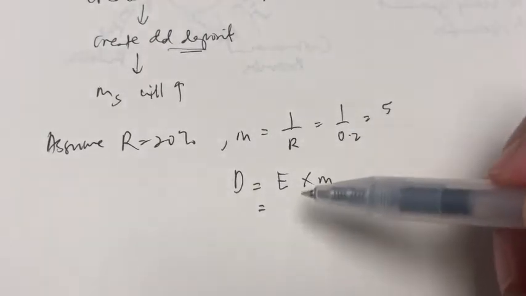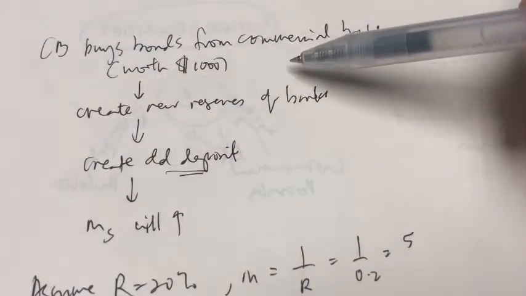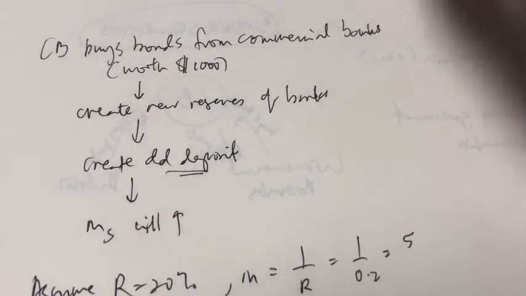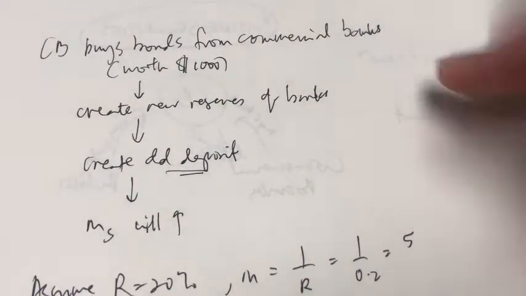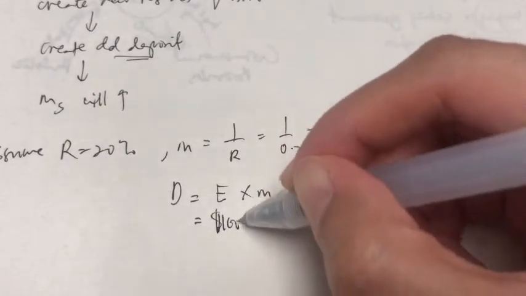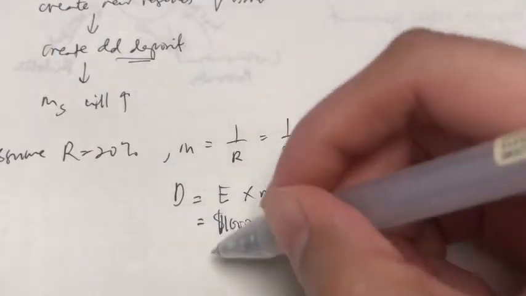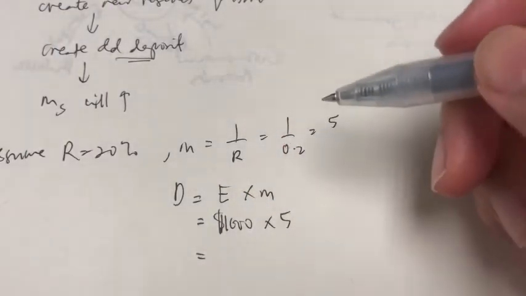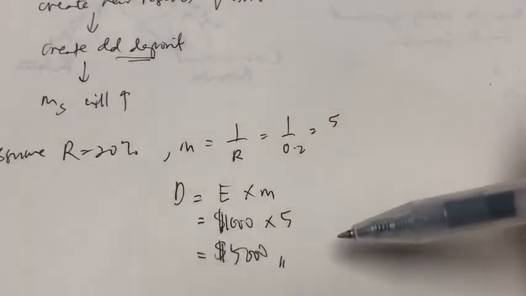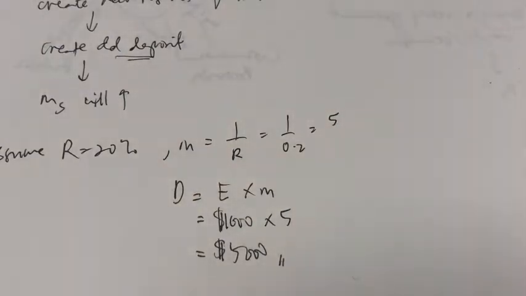Why 1,000? Because the central bank buys directly from the commercial banks, so there's no in between. Basically the money is being put into the commercial banks directly. So the new excess reserve would be 1,000, times the multiplier, 5. So the total amount of money being created is $5,000. This is basically due to the multiple expansion of bank credit.